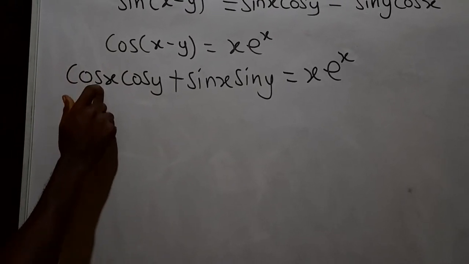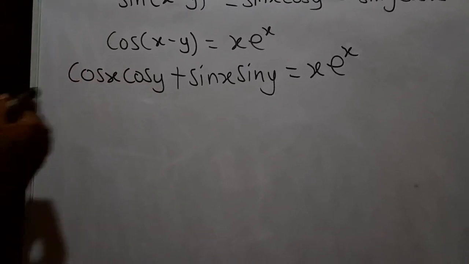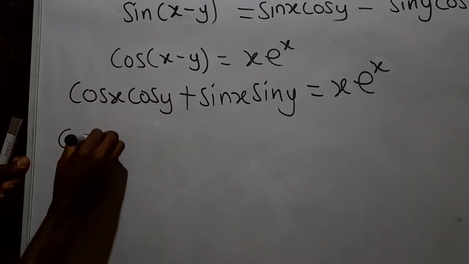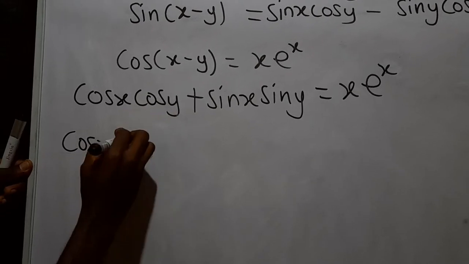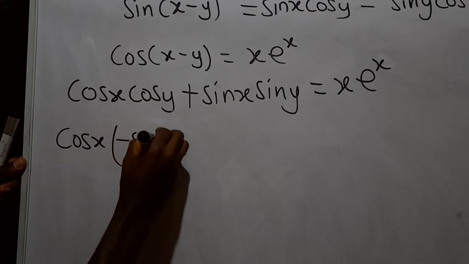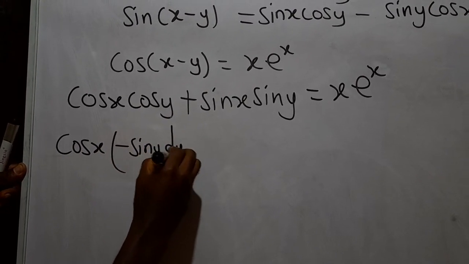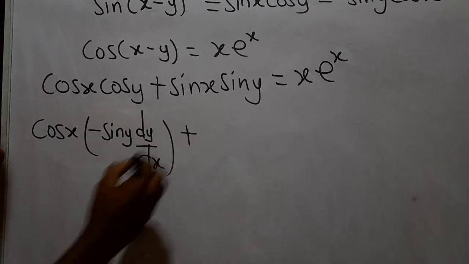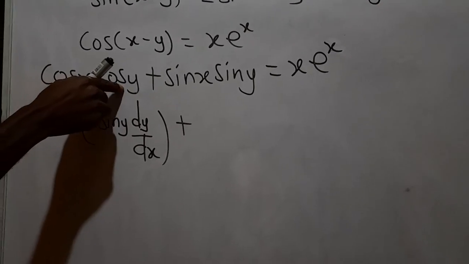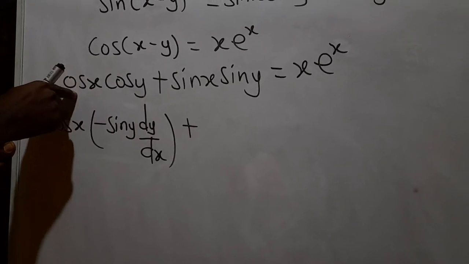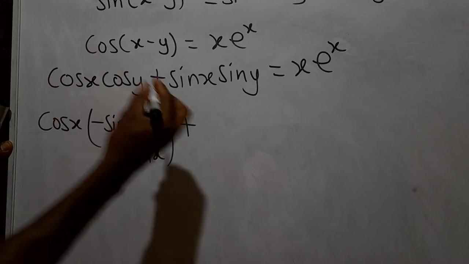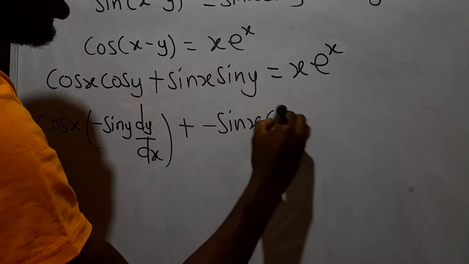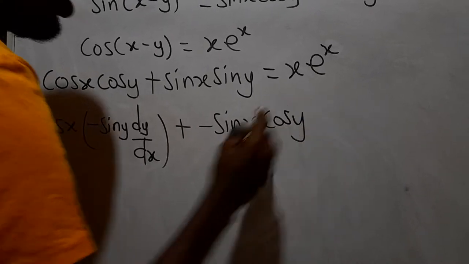We keep cos x and differentiate cos y. So we have cos x. When we differentiate cos y, we get negative sin y. Because it's the dependent, we attach the dy/dx to it. Plus, now we keep cos y and differentiate cos x. When we differentiate cos x, we get negative sin x times our cos y. That's for all this.